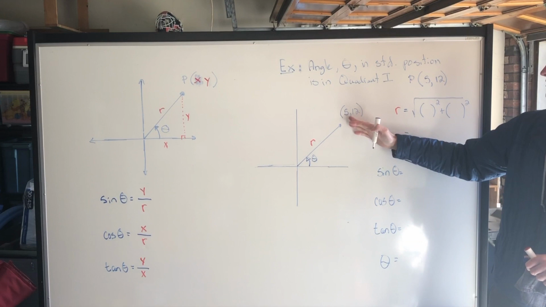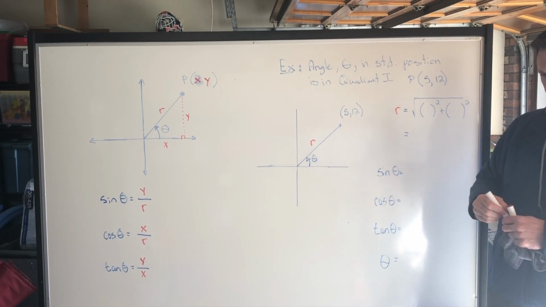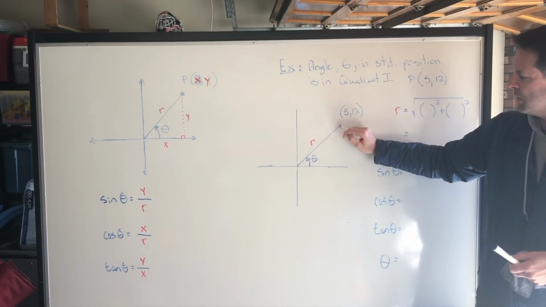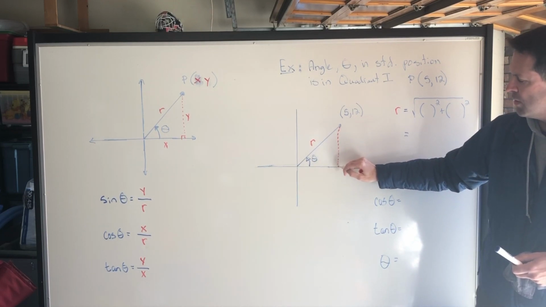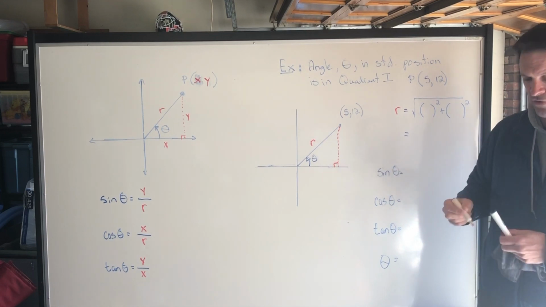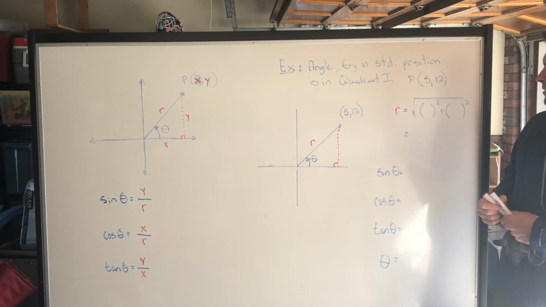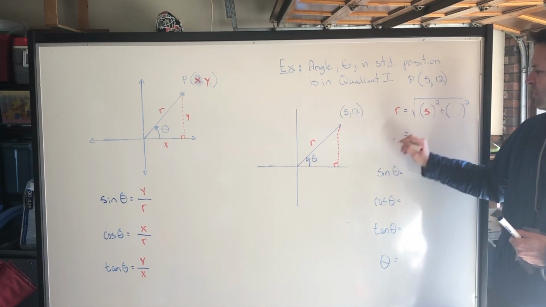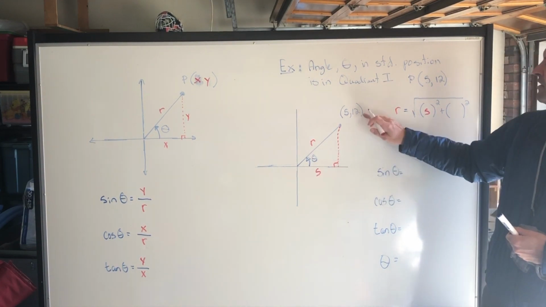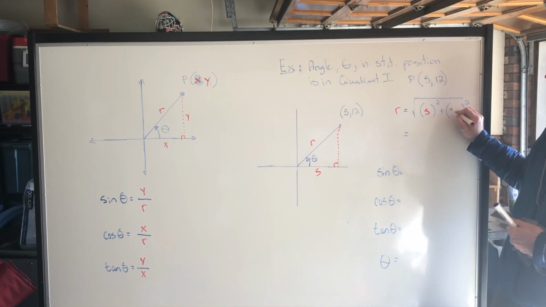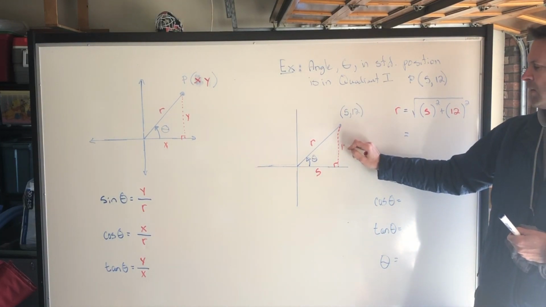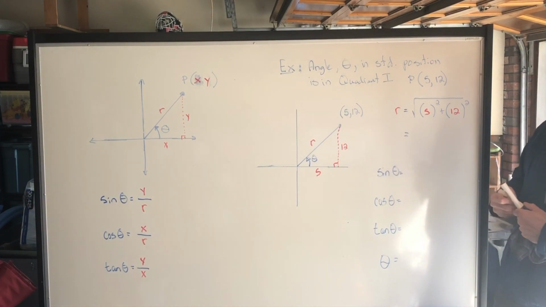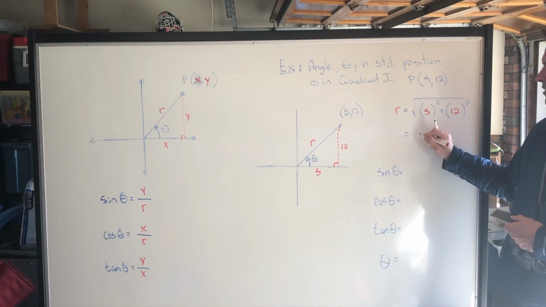Point P is at 5 and 12. We're going to start by calculating the length of r. I'll drop a line from point P to the x-axis and create a right triangle. We can calculate the length of r by putting the x-coordinate of point P, which just happens to be the length of this side, and the y-coordinate of point P into here, which just happens to be the length of the opposite side. And when we simplify that down, it works out to 13.